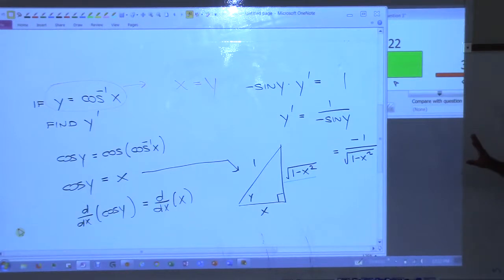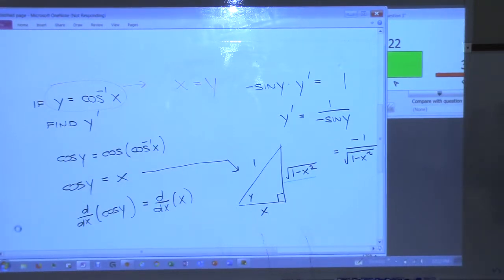And then what about arctangent? We're not going to do arctangent. But what about arctangent? Same process, right? Take tangent on both sides, implicit differentiation, solve for y prime, reference triangle, plug in, we should get a formula.